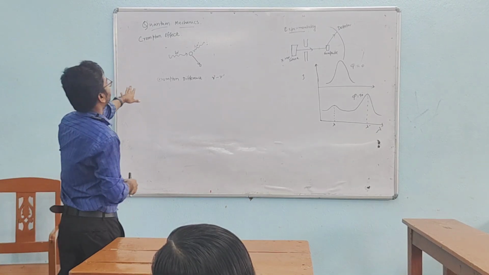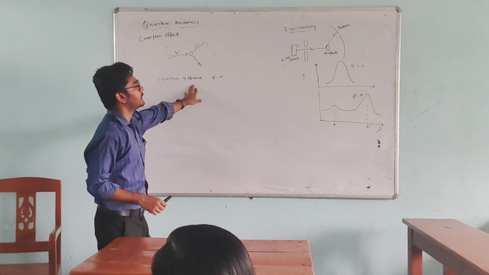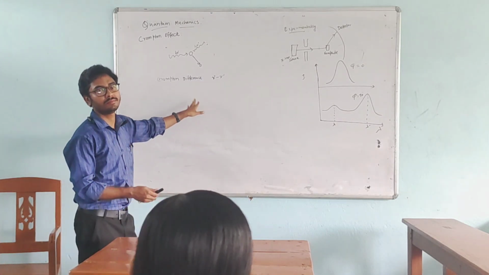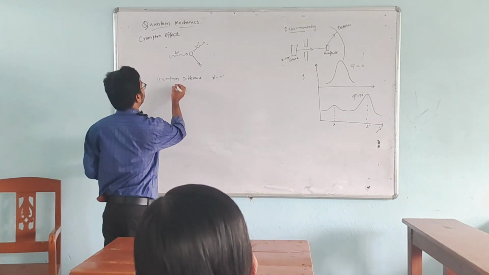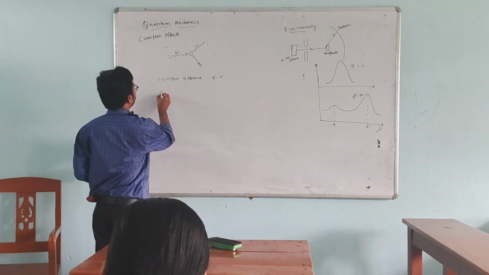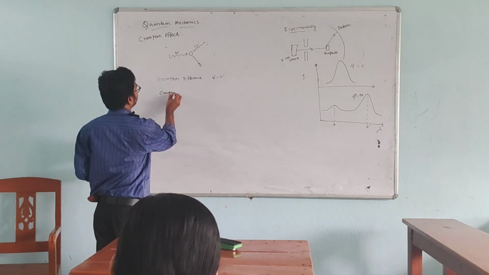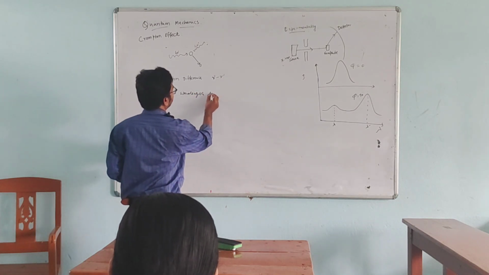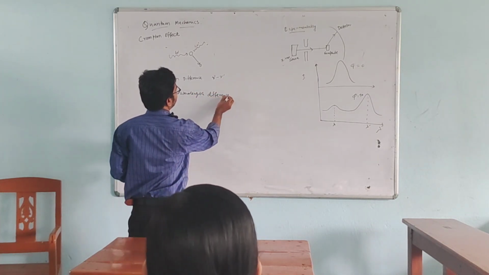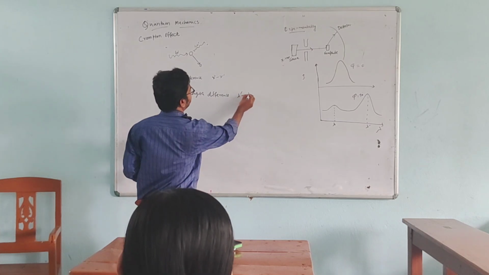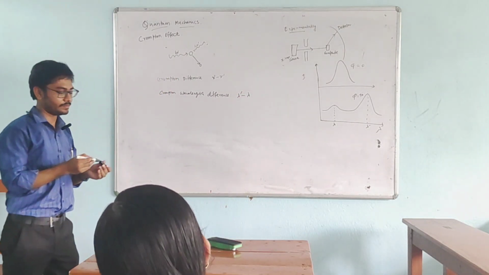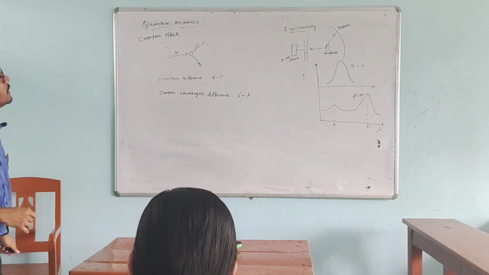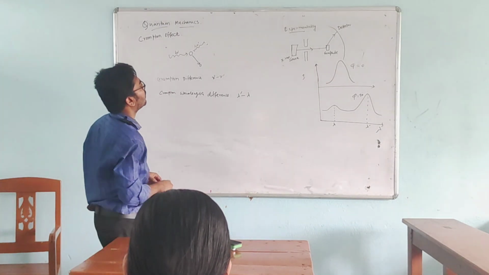If we take the difference of the wavelength, then this is lambda dash minus lambda, and this is the frequency difference. If we consider the wavelength difference, then this is lambda dash minus lambda.